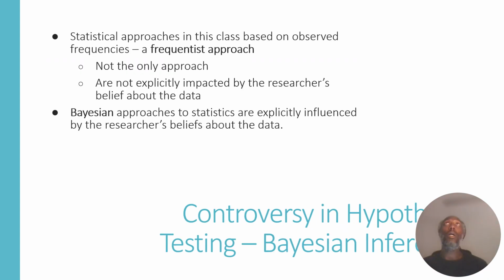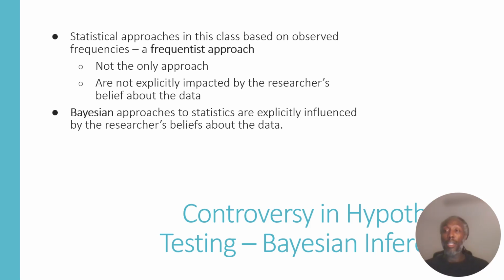The last controversy I think is particularly interesting. This is the idea of Bayesian inference. So all the statistics that you learn in this class take a frequentist approach. And so frequentists calculate statistics, whether they are summary statistics like your mean, your median, your mode, your standard deviation, variance, and so on and so forth. They calculate those based on what they observe, so the frequencies that they observe. And we do not influence our calculations, not explicitly anyway, based on our beliefs about the data.